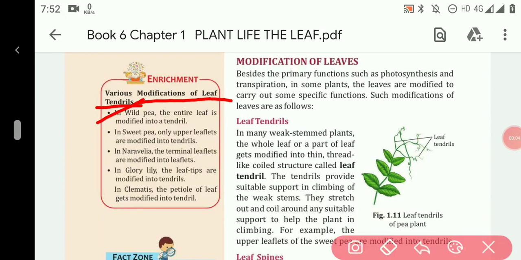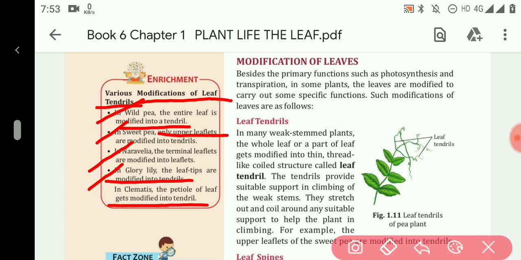In wild pea, the entire leaf, the whole leaf, is modified into a tendril. In sweet pea, only the upper part of the leaf is modified into a tendril. In Naravelia, the terminal leaflets are modified into tendrils. In glory lily, the leaf tips are modified into tendrils. In clematis, the petiole of the leaf gets modified into a tendril.